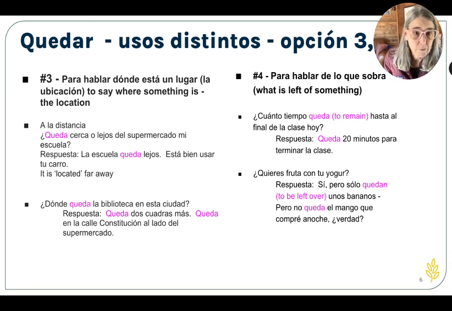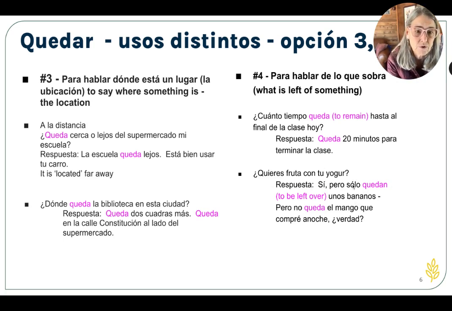Opción número 4, para hablar de lo que sobra. What is left over? Las sobras are the leftovers. So this is how much time remains. So cuánto tiempo remains or queda hasta el final de la clase hoy. Or how much food is remaining in the fridge.